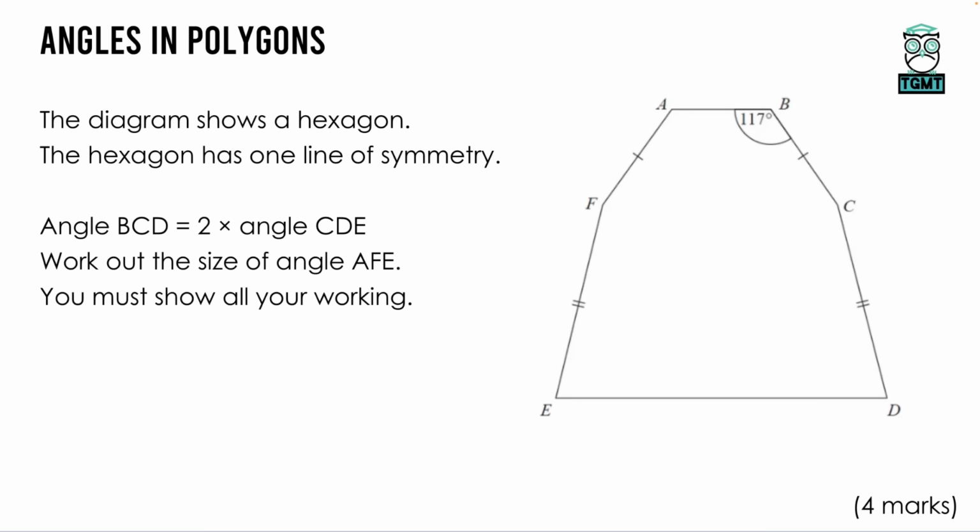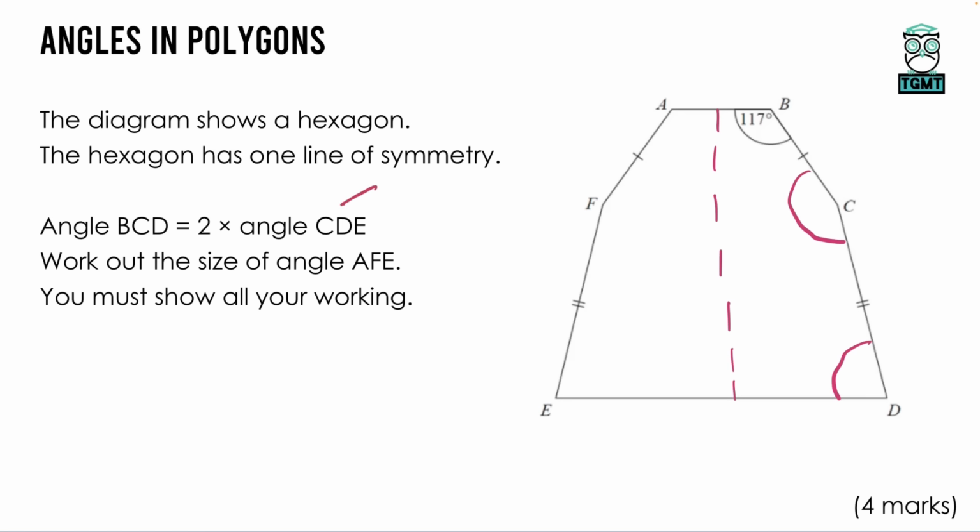Okay, on to some angles in polygons. Now this particular polygon is an interesting one, as it is not a regular hexagon, but it does say it shows a hexagon and it has one line of symmetry. Now straight away, you can kind of see that that line of symmetry is going straight down the middle, and there we go, it's the same on either side. It says here angle BCD is 2 lots of angle CDE. So let's find BCD. So BCD is this angle here, and that is 2 lots of CDE.